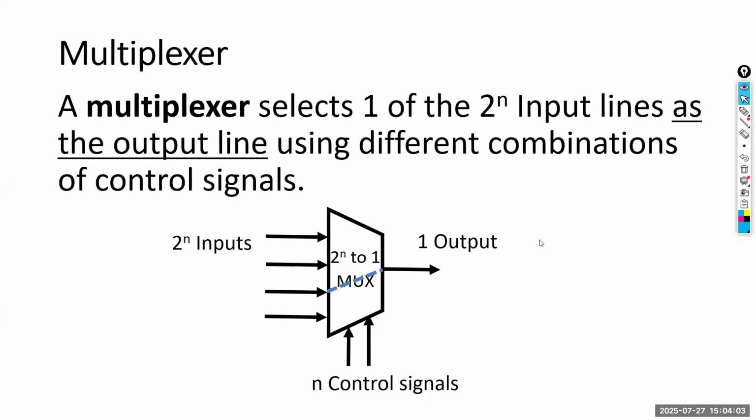Right. Our next device is the multiplexer. Now again we go through the same sequence. What is a multiplexer? What are the usages? Why is it important? And how to build a multiplexer. Okay. So what is meant by multiplexer?